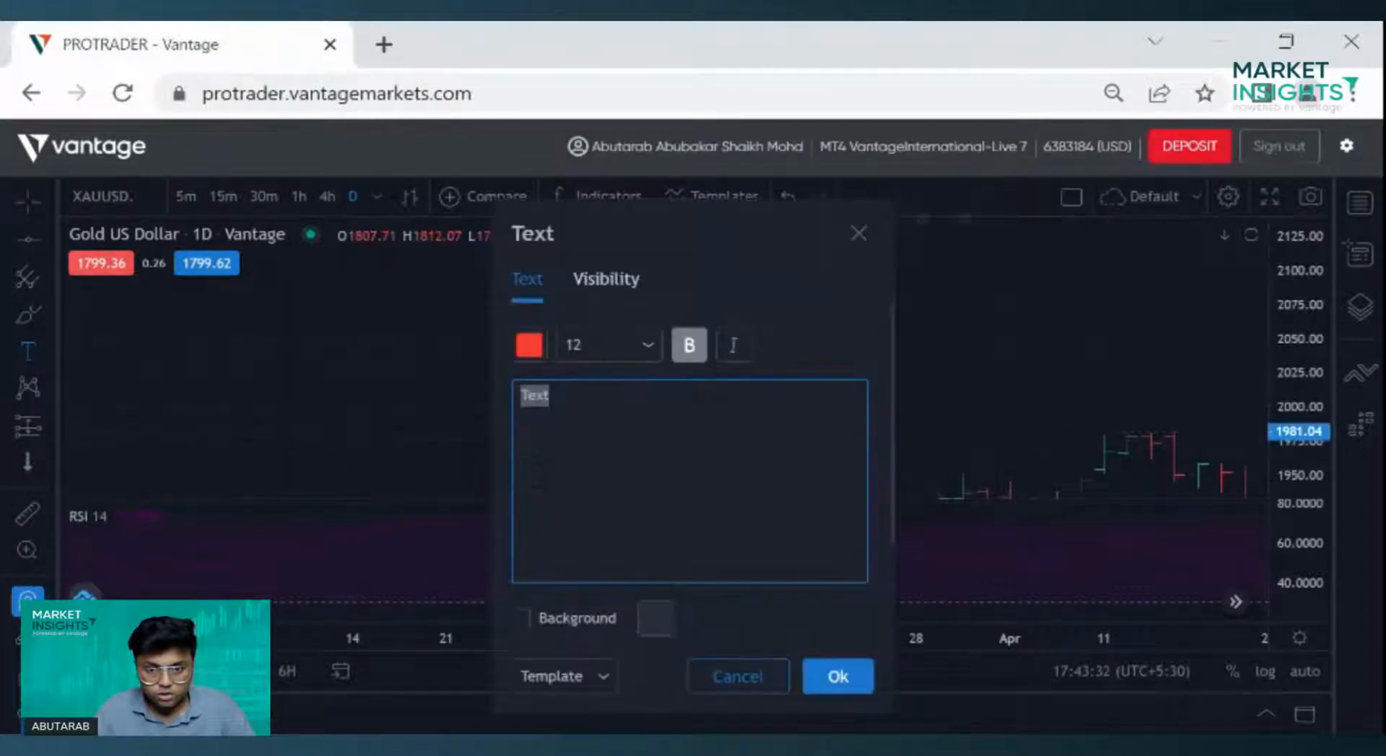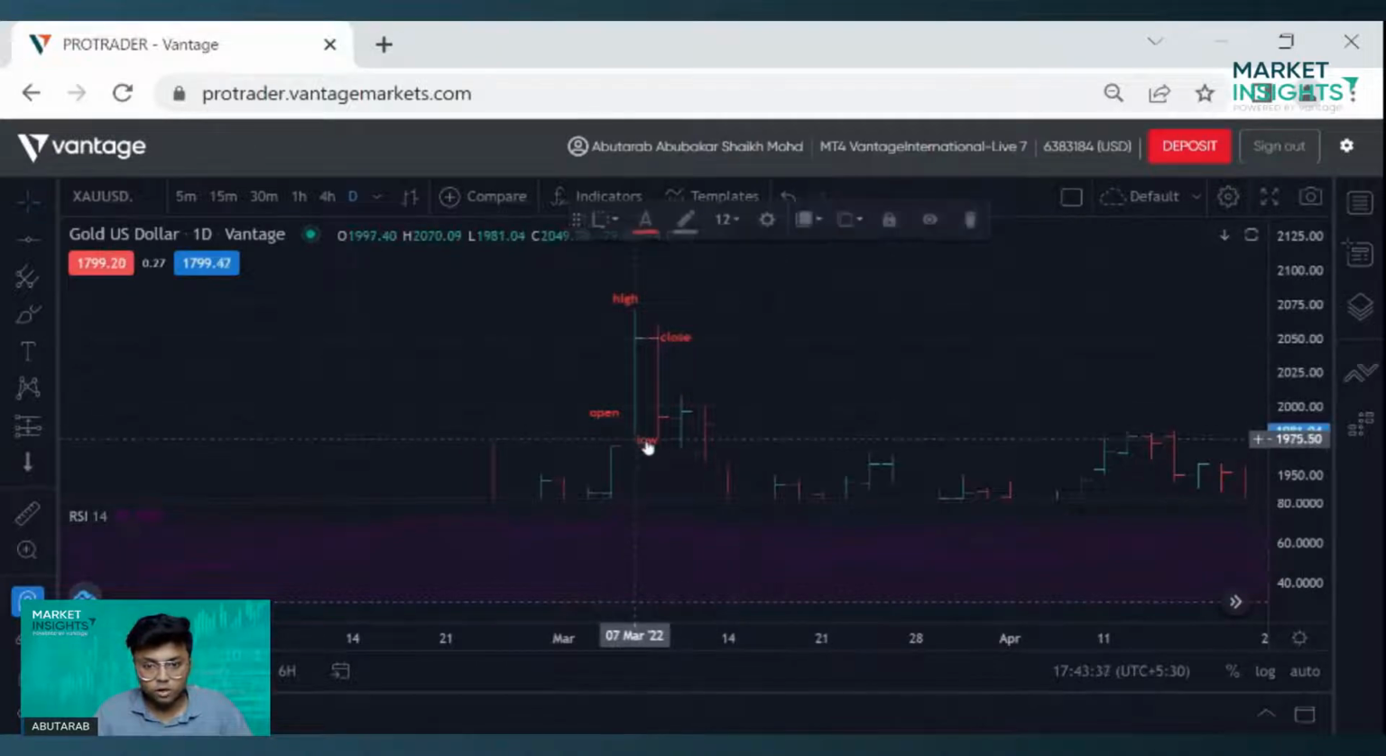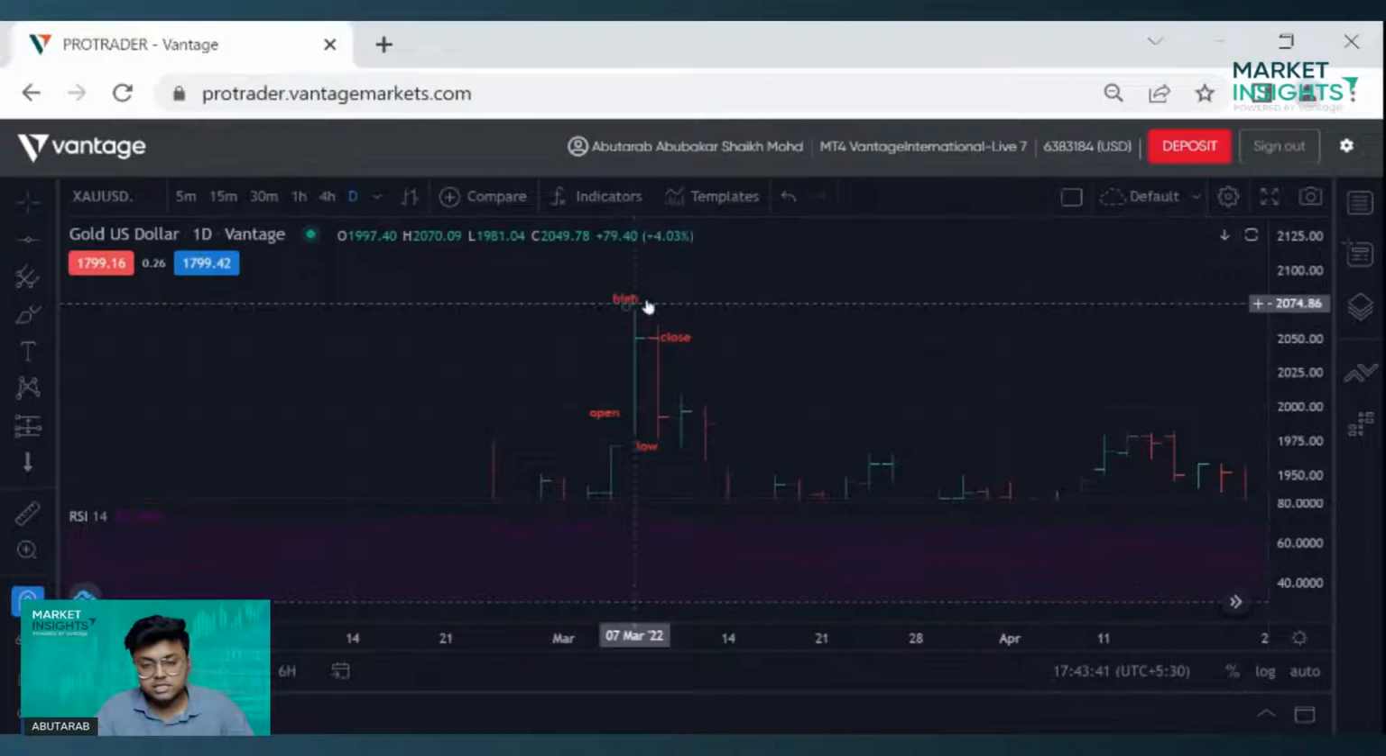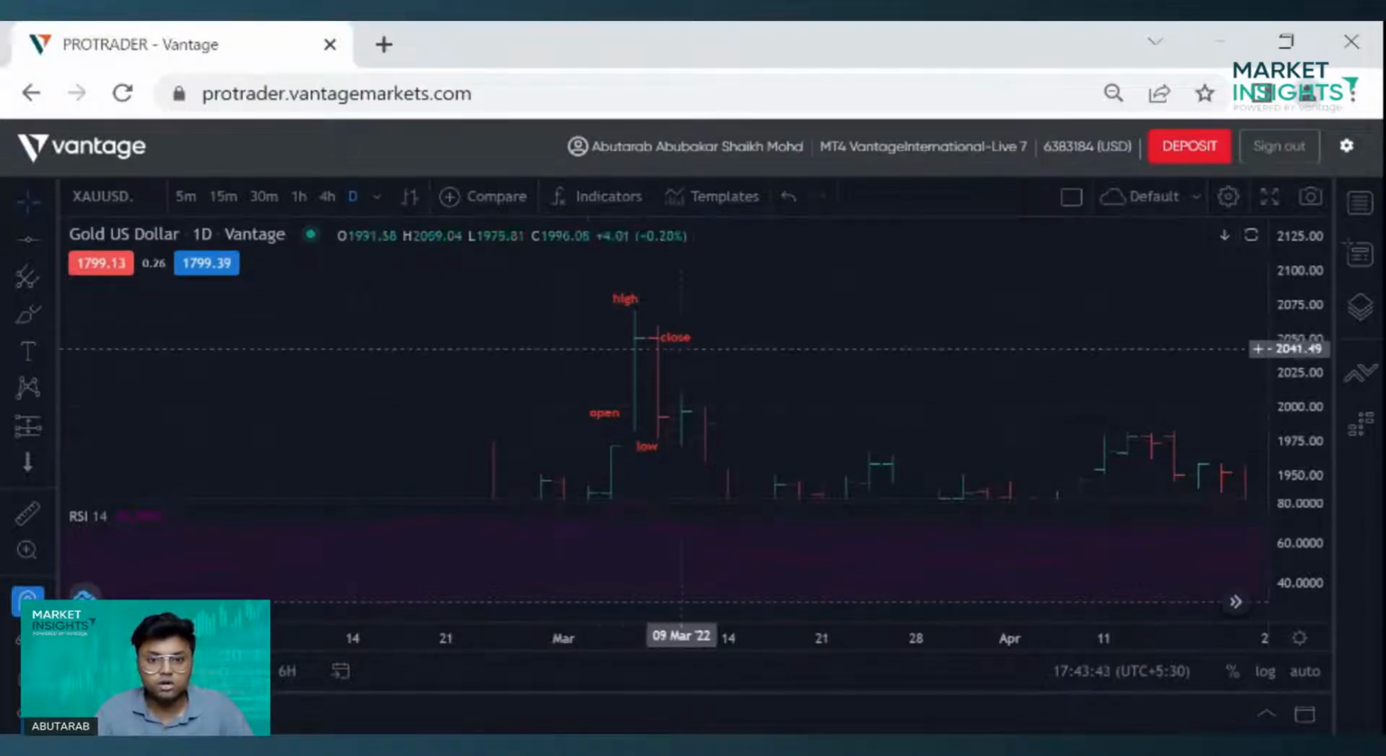And obviously this one is the lowest. It is also called the low, right? So it is the lowest value that the bar has gone through on this day. This is called a bar chart.